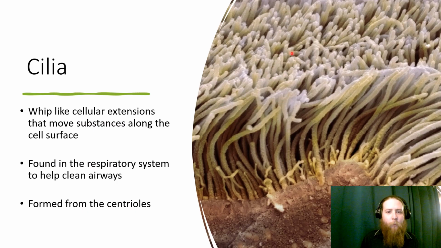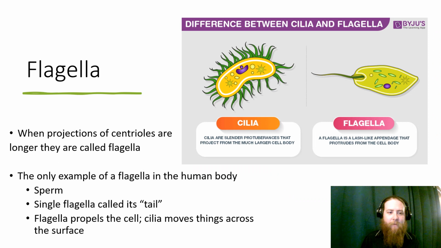Cilia, these are whip or hair-like extensions that move substances along the cell surface. In the respiratory system, that's what's going to move mucus from the bottom inside of your lungs up the throat so that you can cough it up and get rid of it. These are formed from centrioles. So these guys have little centriole bases there. These guys will undulate and kind of move things along, kind of like brushing things out of your body.